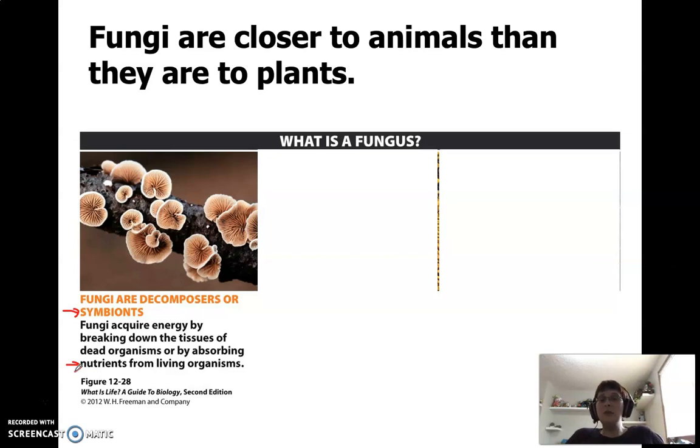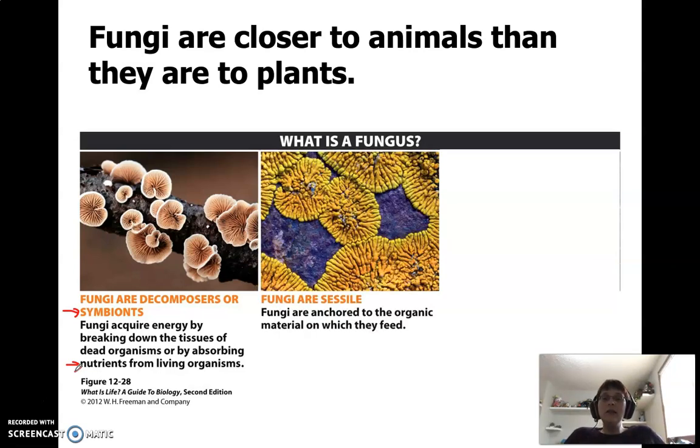Why did they think they were plants for so long? Well, they are sessile. They are anchored to whatever they are feeding on. They don't move. So this is a big reason why they kind of thought they were kind of like plants. They don't move around. Now they do grow. They do grow out, just like we would see with a plant, but they don't move. So they don't pick up the whole group of the fungus and then move to another area.